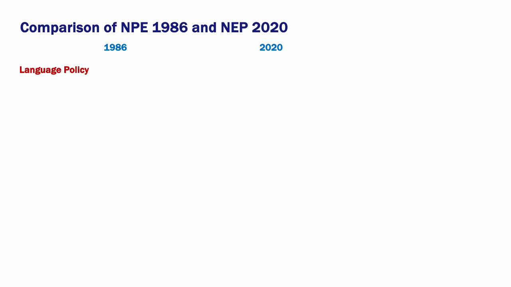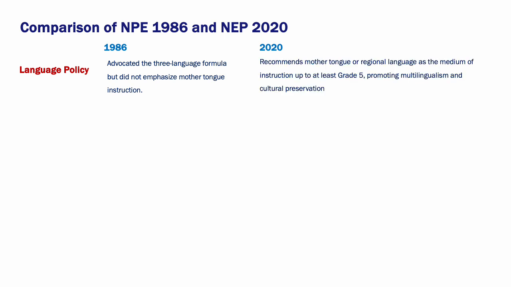Some of the other differences are in language policy. The 1986 policy advocated the 3-language formula, but did not emphasize mother tongue instruction. The policy in 2020 recommends mother tongue or regional language as the medium of instruction up to at least grade 5, promoting multilingualism and cultural preservation.